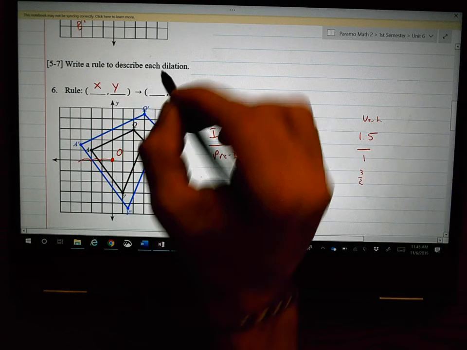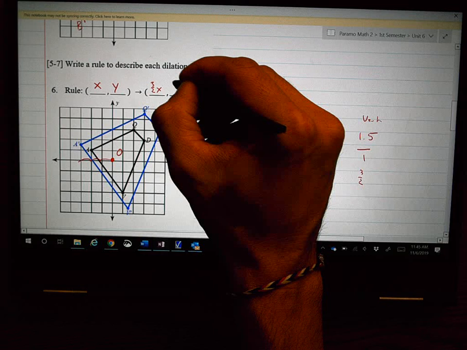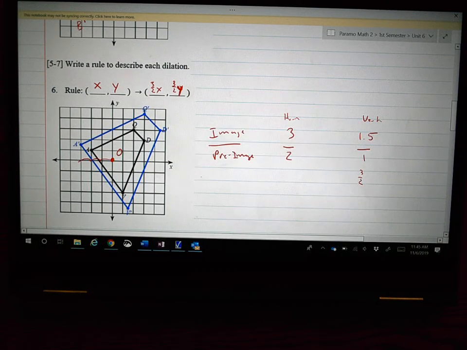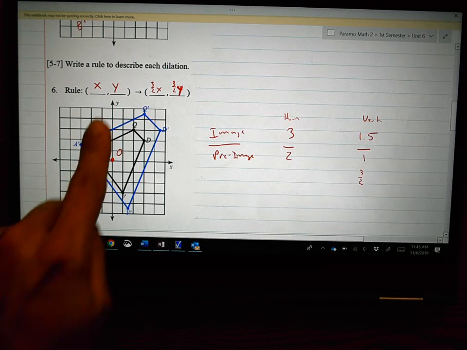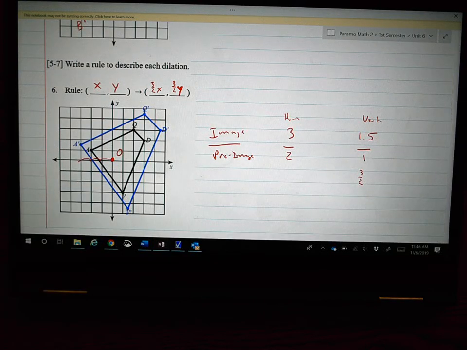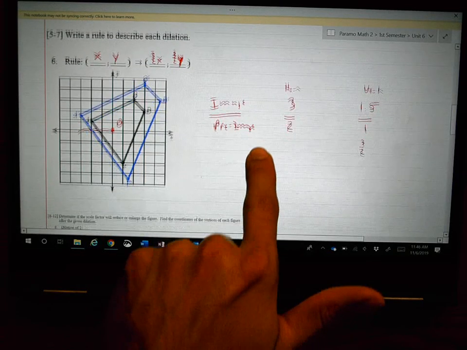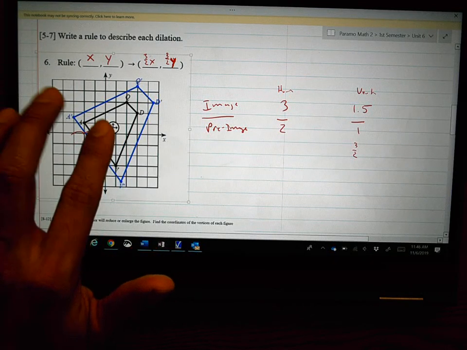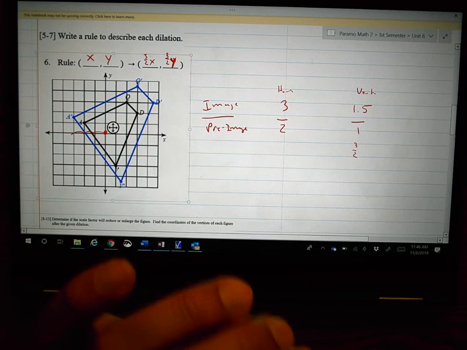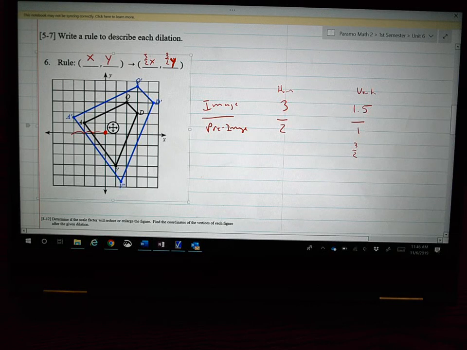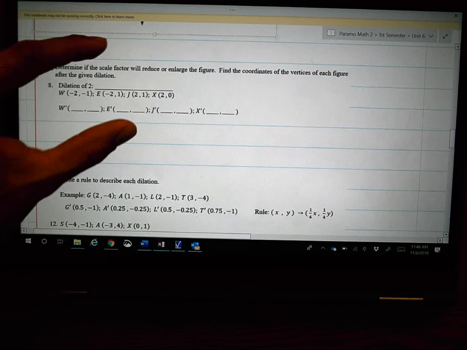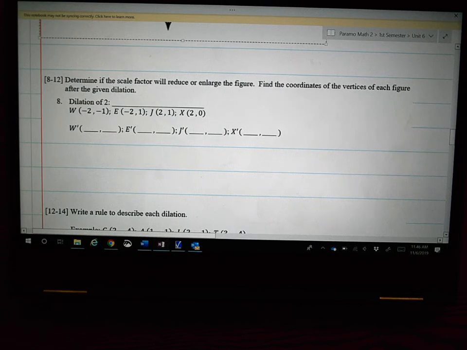What are we doing to our x? We're multiplying the x's by 3 over 2. We're multiplying the y's by 3 over 2. That's how we write the rule. It's our second example. And I only chose this one, but if I were to choose any of the other points, you would get the exact same answer. I have 2 more examples, and then I'll give you the rest of the time.